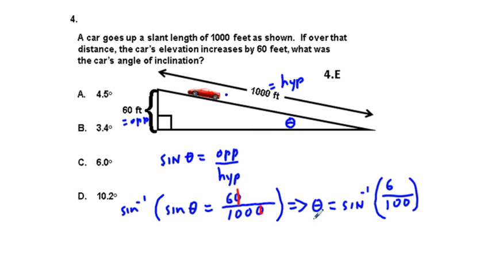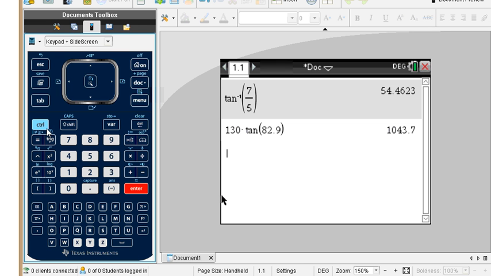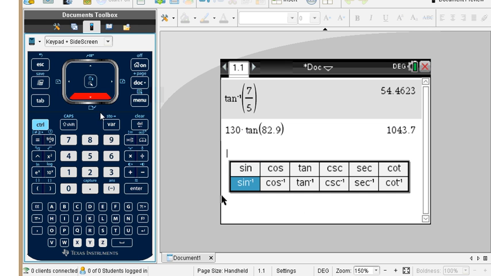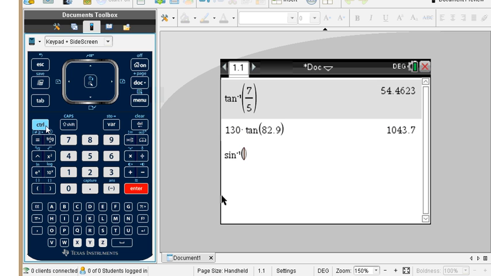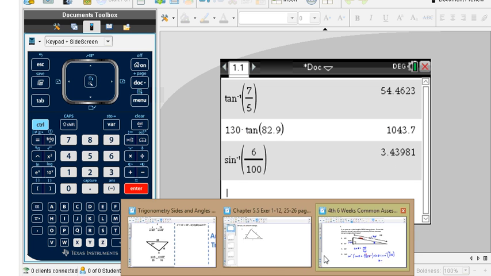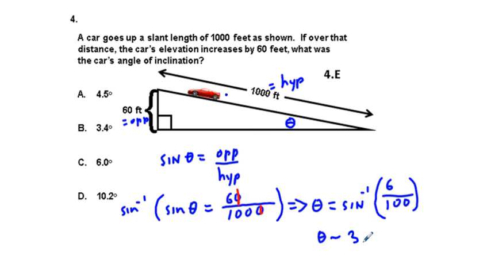So we have theta is equal to inverse sine of 6 over 100. That'd be 0.06. We'll get 3.44. So let's go look at that. 3.44 degrees. And again, that's going to be closest to answer choice B.